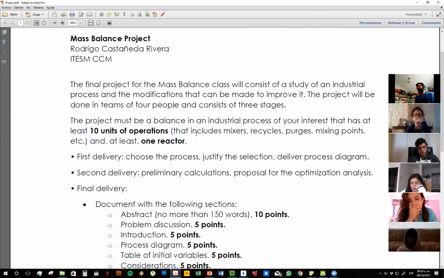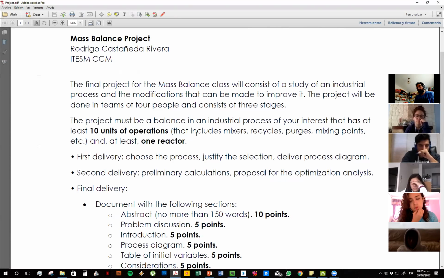Okay, and in that particular delivery, in the second delivery, you need to have a proposal of the optimization analysis. So let's say that you want to do a recycle. Well, we're going to do a recycle in this particular operation, so we can put it again through the reactor and obtain a more efficient process and so on, right?